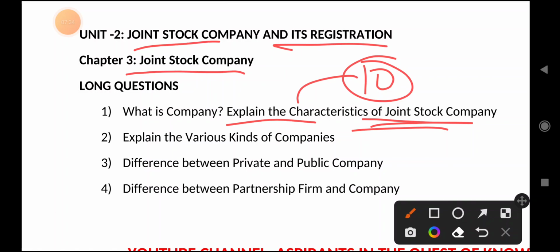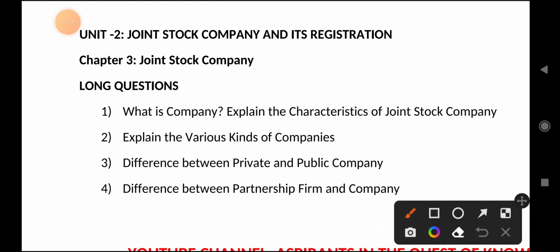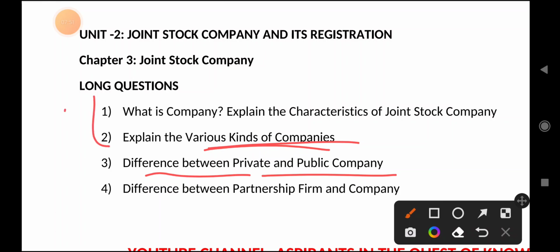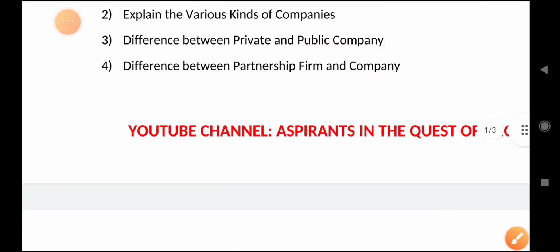These are the important points relating to characteristics of company, you have to read that. And kinds of companies, classification, they may ask. Difference between private company and public company. So these two are A category and these two are B category questions. Difference between partnership firm and company.